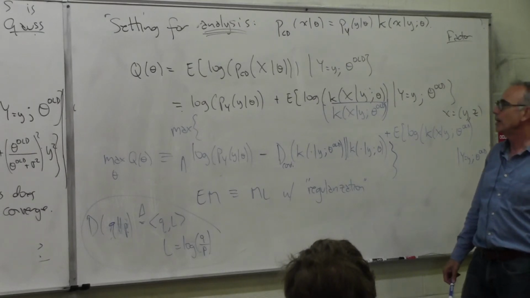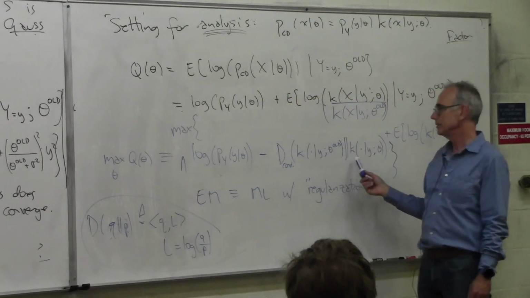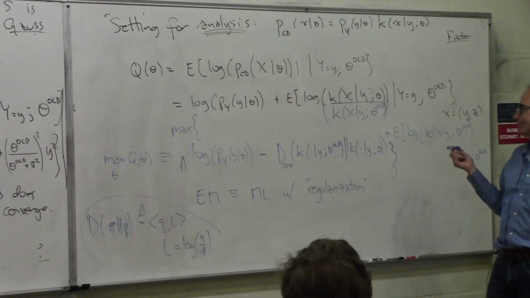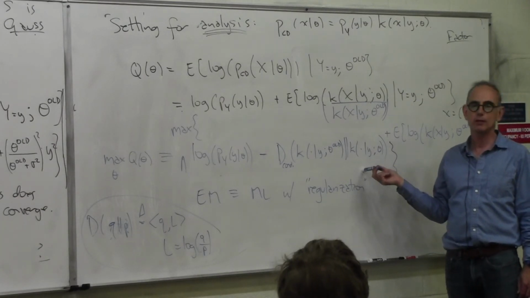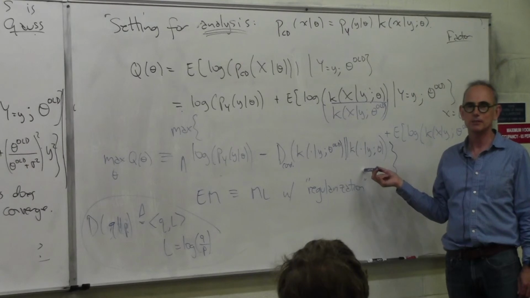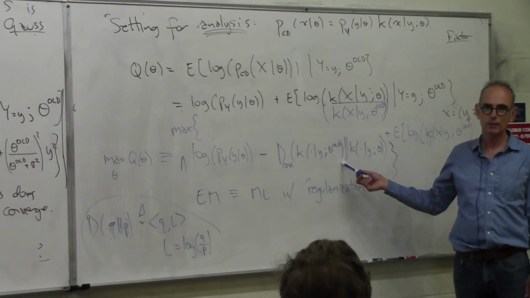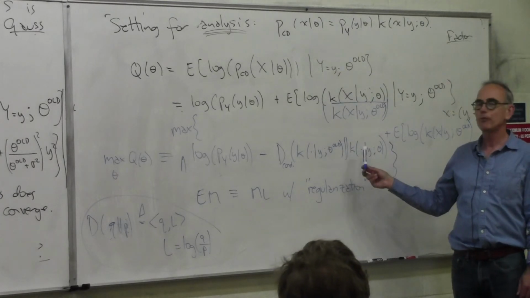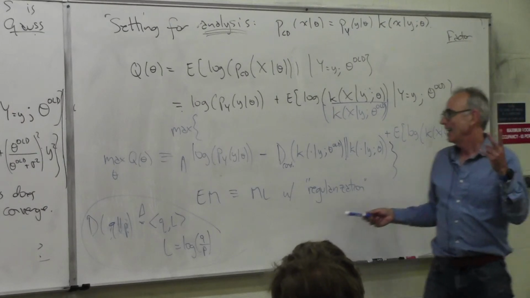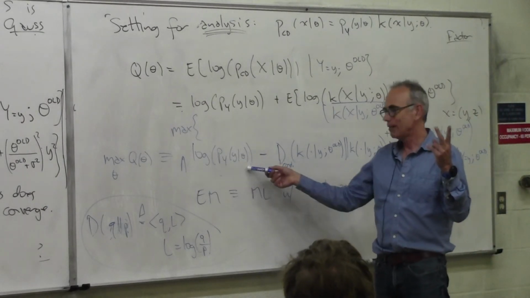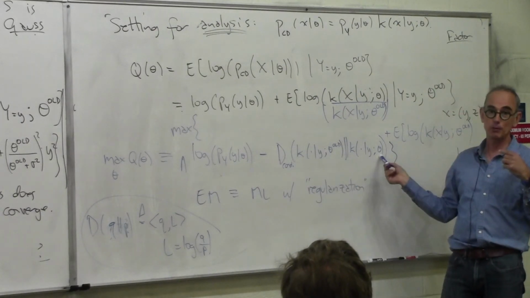I'm saying maximizing Q is the same as maximizing this. But this is not a computational discussion. It's analysis. This representation doesn't help with computation. This is the first step in proving convergence. The point here is that when we maximize Q theta, we're maximizing the objective function we really care about, but with a penalty term for deviating from our previous guess.